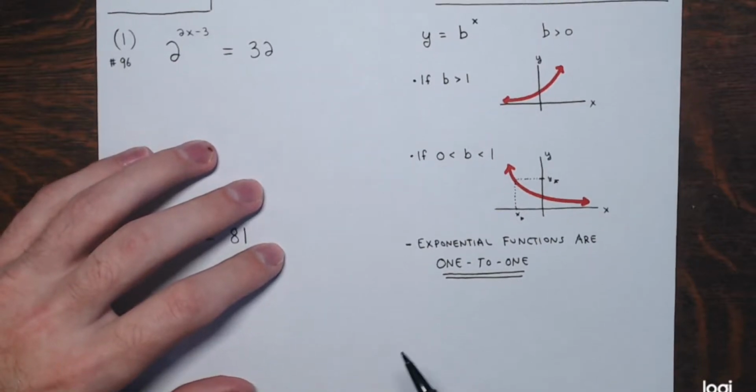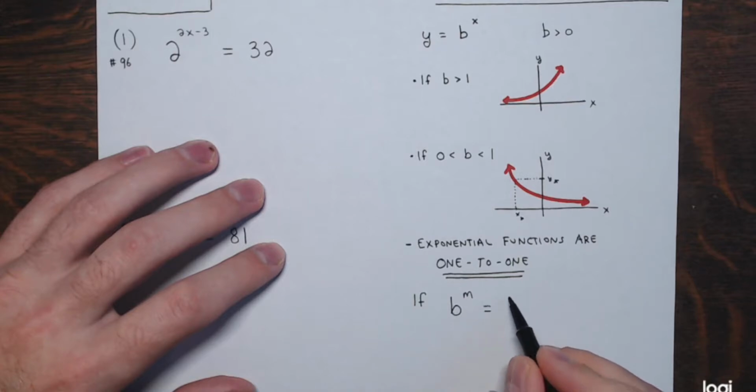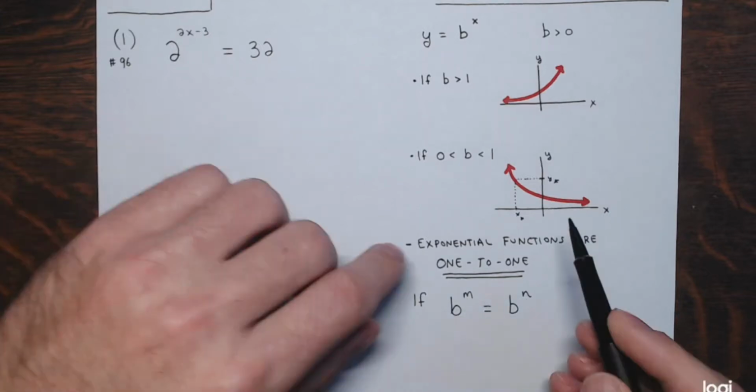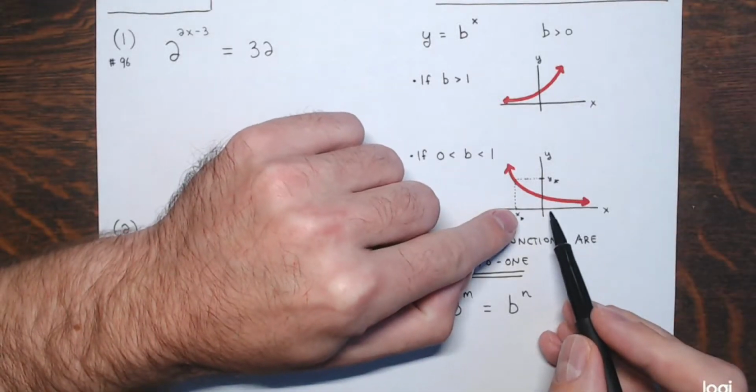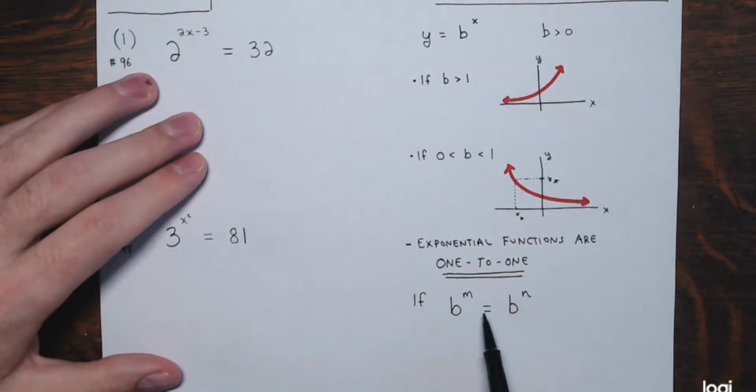So another way to say this is that if b to the m power were equal to b to the n power, well, the only way this is going to happen, two expressions with the same base being equal, is if those powers are the same number. You see from the graphs here, you can't have two inputs going to the same output in an exponential function. So I can't have two powers of b that are the same if those powers are different. These powers then must be the same. And this is called the one-to-one property for exponential functions.